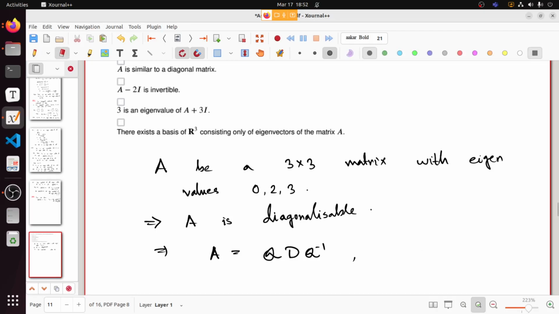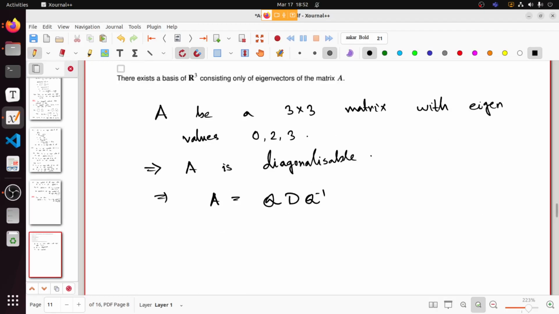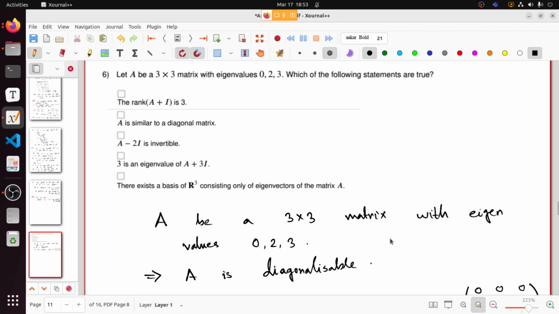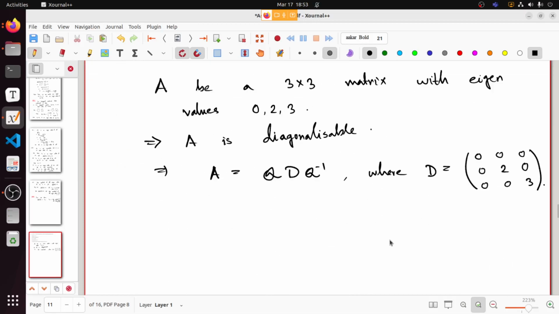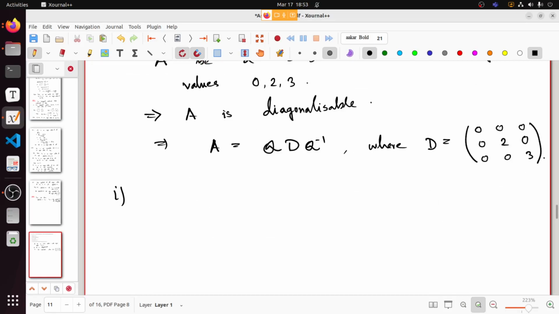And where D is a diagonal matrix with eigenvalues 0, 2, 3 on the diagonal, that is, the rows 0, 0, 0; 0, 2, 0; 0, 0, 3. So this is given: A is a diagonalizable matrix where you can write A as Q D Q inverse, and D looks like this diagonal matrix. Then what it is saying, the rank of A plus I is 3. So let's check the first option. First note what we have done earlier: as Q and Q inverse are invertible matrices, the rank of A is the rank of D, right, as Q is invertible.